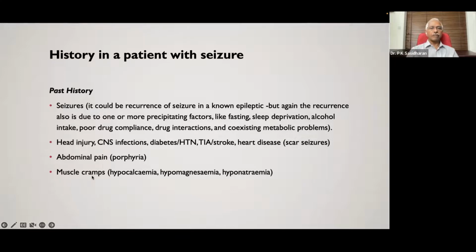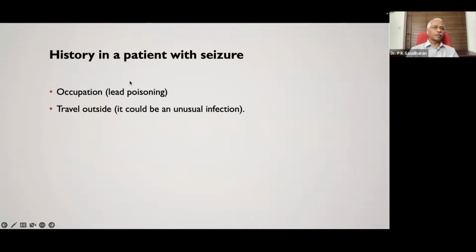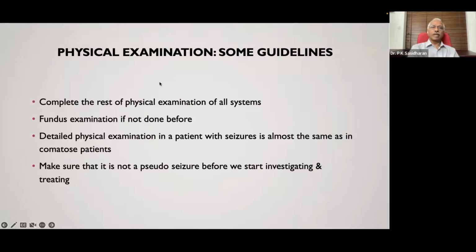Muscle cramps, if present, might suggest underlying hypocalcemia, hypomagnesemia, or hyponatremia as an underlying cause for seizures. So always ask the patient about muscle cramps. Occupation is important to find out history of lead poisoning, or travel outside might indicate an unusual infection with seizures. And coming to physical examination, I complete the rest of the physical examination and all the systems when you get an opportunity.